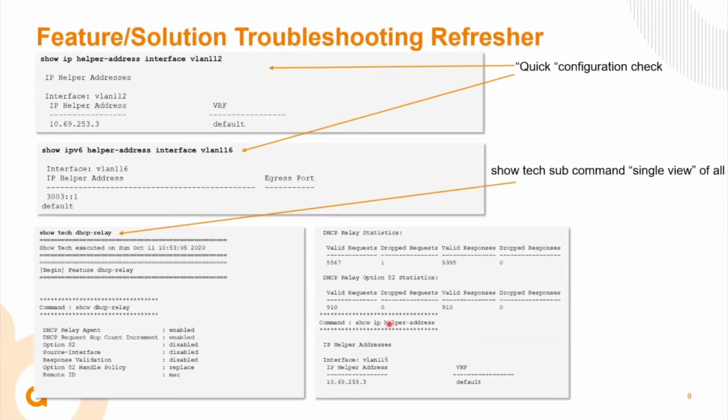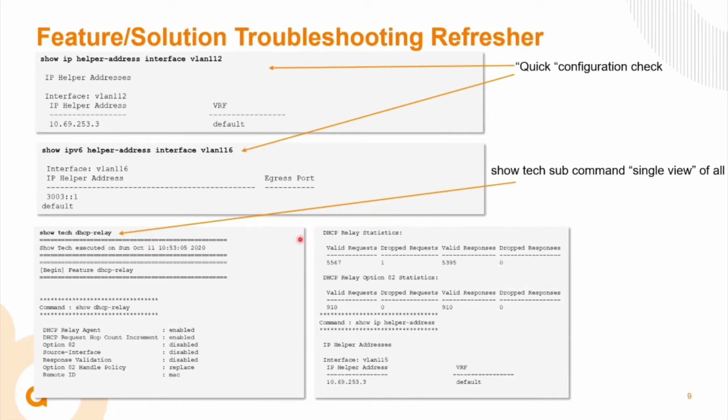So you can do a show IP helper address to see what helpers are configured under that specific VLAN. Same for v6. You can see what v6 helpers are under that VLAN. You will see here there's an egress port, which is really defunct at the moment, which is only used when you're using the multicast helper. And obviously that's just a remnant of what's left over from a code cutover.